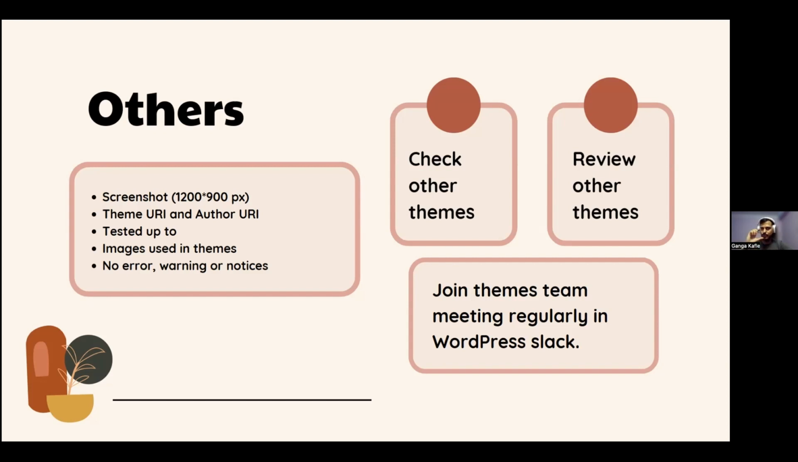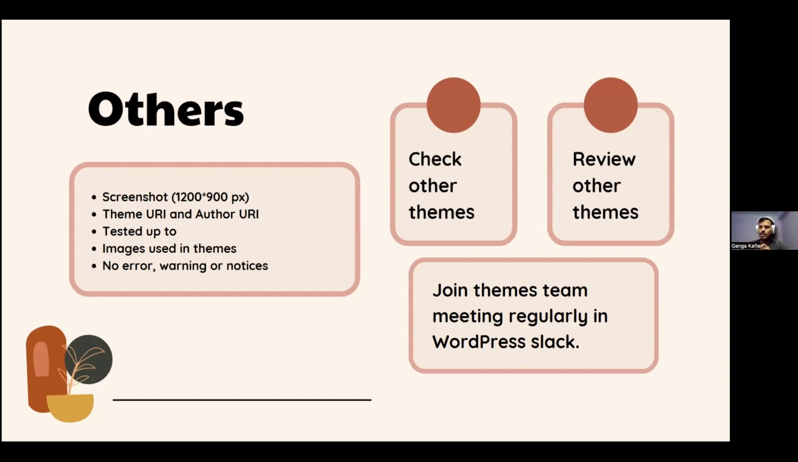Theme URI and author URI. If you see the starter CSS file at the top, we call it header of starter CSS file. In that header of starter CSS, you can see theme author and theme URI and author URI. Both links are optional. You can either use it or you can remove it. That's optional. But if you use it, both of them should be valid with the genuine information about theme author. And you can also see tested up to. I highly recommend you to test the theme with the current WordPress version.